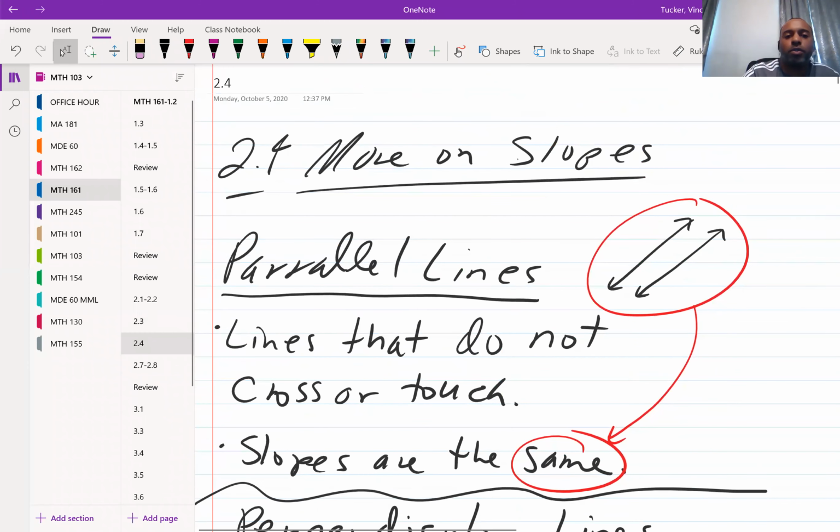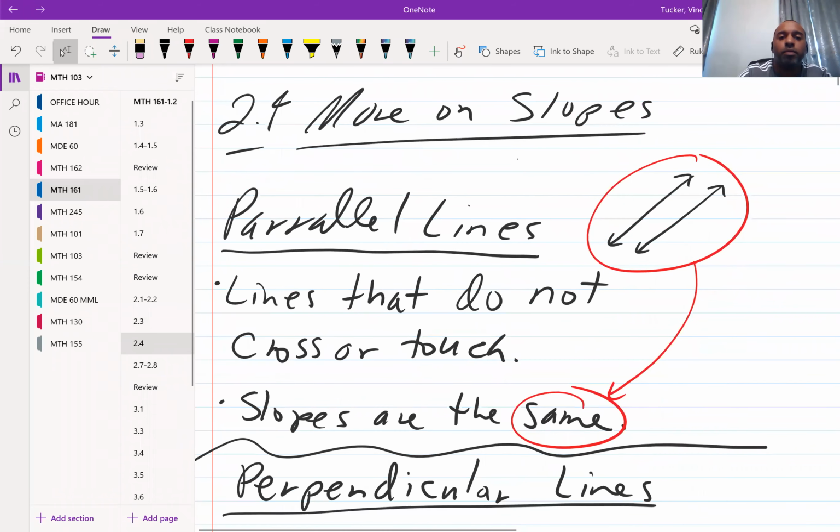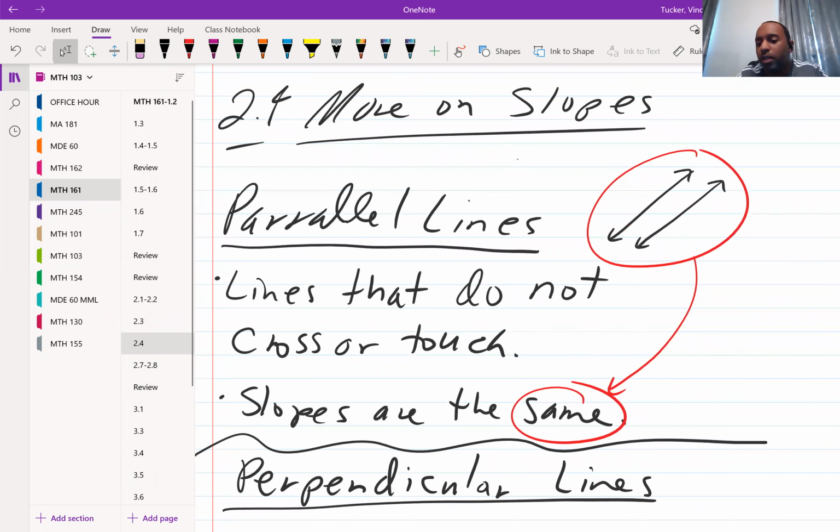So 2.4 is short. It just piggybacks off of what we just finished talking about as far as slopes are concerned. Just introducing parallel lines and perpendicular lines and their slope relationship. So we can knock this out real quick. It's 10:22, so we got a little time. Parallel lines are lines that do not cross or touch. They have the same slant or incline. So that means the slopes will be the same.